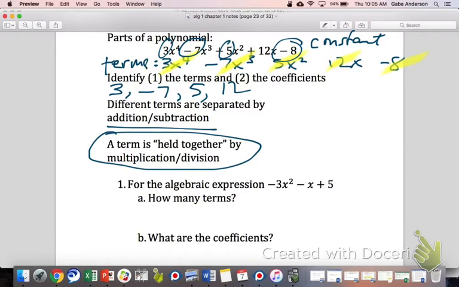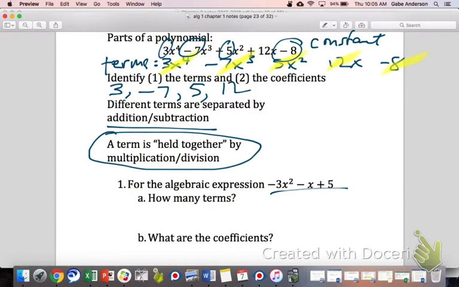Okay, so let's test you out here. Let's see if you guys can do this. Let's do this together, but I want you guys to try to supply the answer. For number 1, for the algebraic expression negative 3x squared minus x plus 5, I want you to think about this answer, and then we'll see what we think here in a second. First question, how many terms does that polynomial have? 3. 3? Anybody disagree with Grace? Isn't it just 2? So 3 or 2.